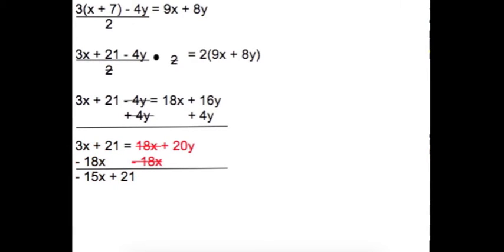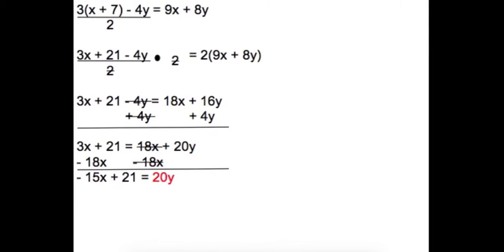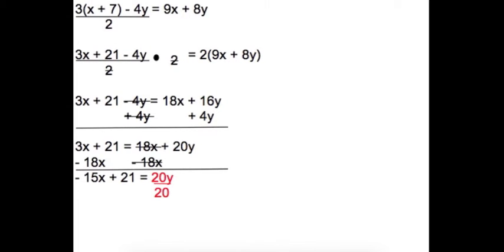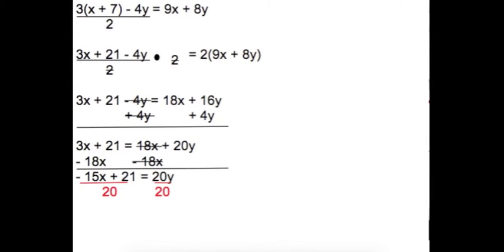On the right side of the equation, the 18x and the negative 18x will cancel each other out, leaving us with 20y. We have yet to solve for y because y is being multiplied by 20. To undo this, we can divide by 20. What we do to one side of an equation, we have to do to the other side. Let's simplify the left side of the equation.